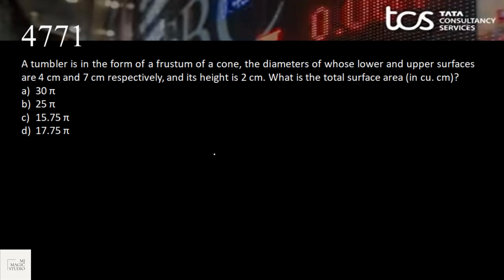Okay, let's take up a frustum of a cone. A tumbler is in the form of a frustum of a cone, the diameter of whose lower and upper surface is 4 and 7. It is something like this. The diameter of the lower part is 4, that means radius is 2, let it be small r. And the diameter of the upper part is 7, that means capital R radius is 3.5. We'll join this, that is the height, that is 2.